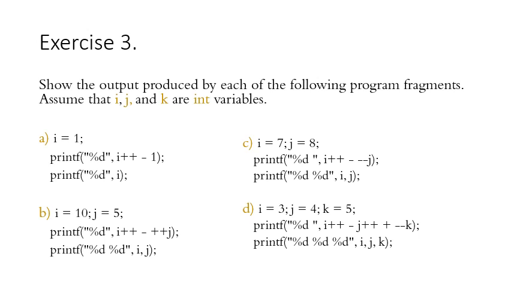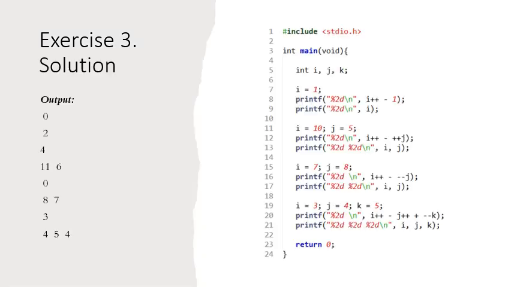So let's have a bit more examples. Let's try showing the output produced by each of the following program fragments, assuming that i, j, and k are integer variables. Let's dissect it one by one. First, we have declared variables i, j, and k in line 5. Now in line 7, assuming we have assigned a value of 1 to i, and in line 8, we would like to print i minus 1.